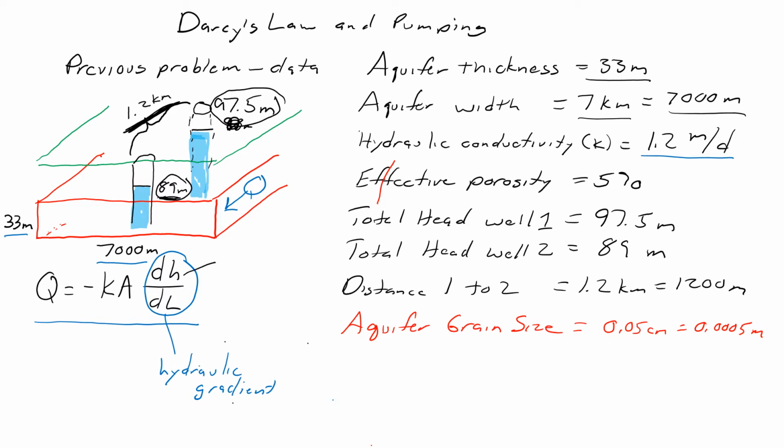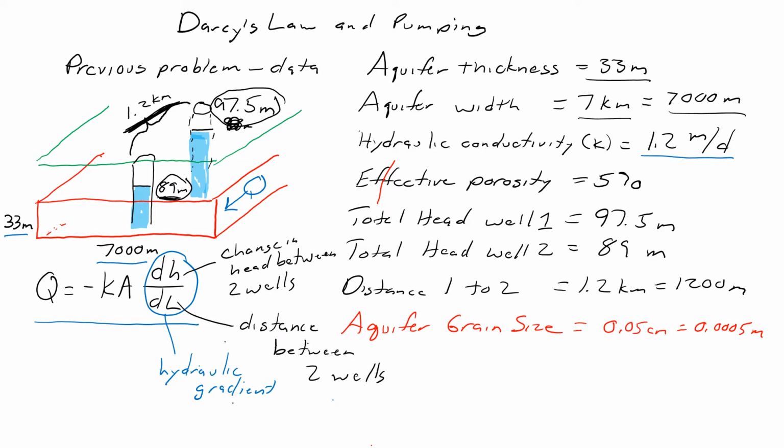So the dH is the change in head between two wells. And dL is the distance between the two wells, the change in distance. Okay, so we have our flow rate, some sort of volume per unit time. Typically, we will do this in meters cubed per second or cubic feet per second. In this case, I'm asking for it in cubic meters per day.